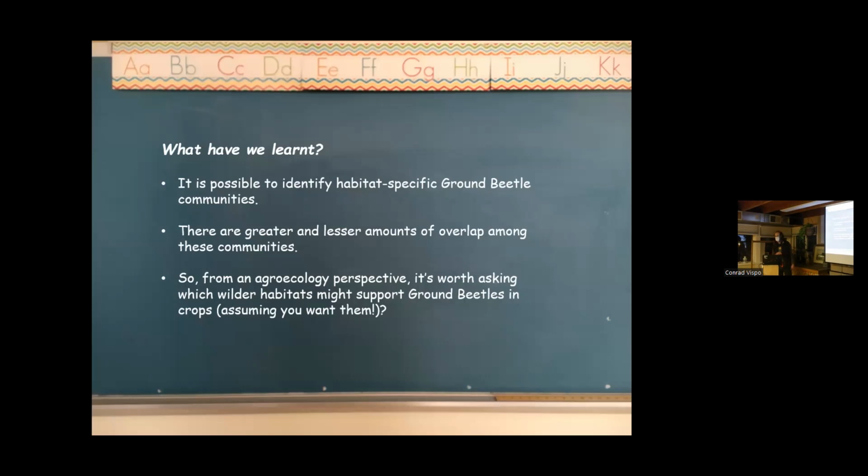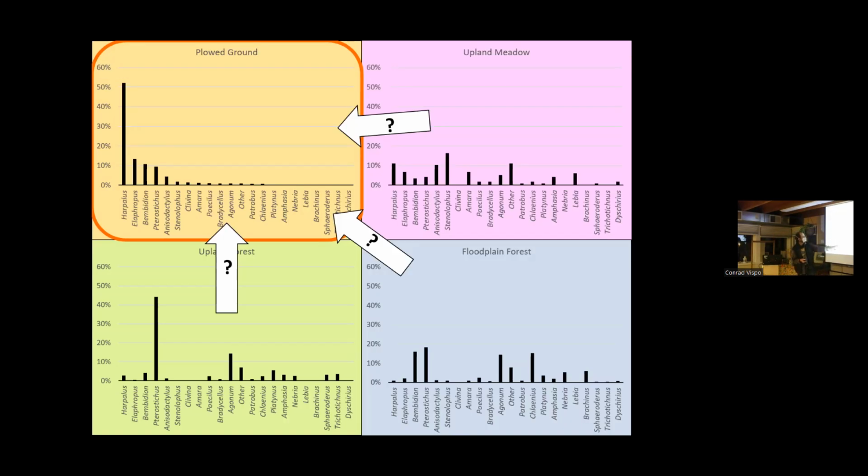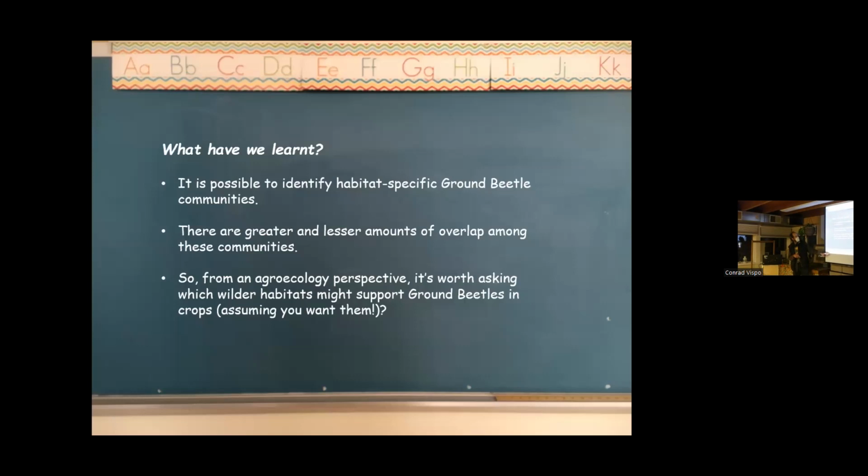So, what have we learned? This is the blackboard. You'll see this several times. It is indeed possible to identify habitat-specific ground beetle communities. Talked about that, showed you the one. There are greater or lesser amounts of overlap among these communities. Looking at this, yes, there seems to be some overlap here. Maybe the overlap is not quite so great, for example, between plowed ground and floodplain forest. And from an agroecology perspective, it's worth asking which wilder habitats might support ground beetles in crops, assuming you want them.